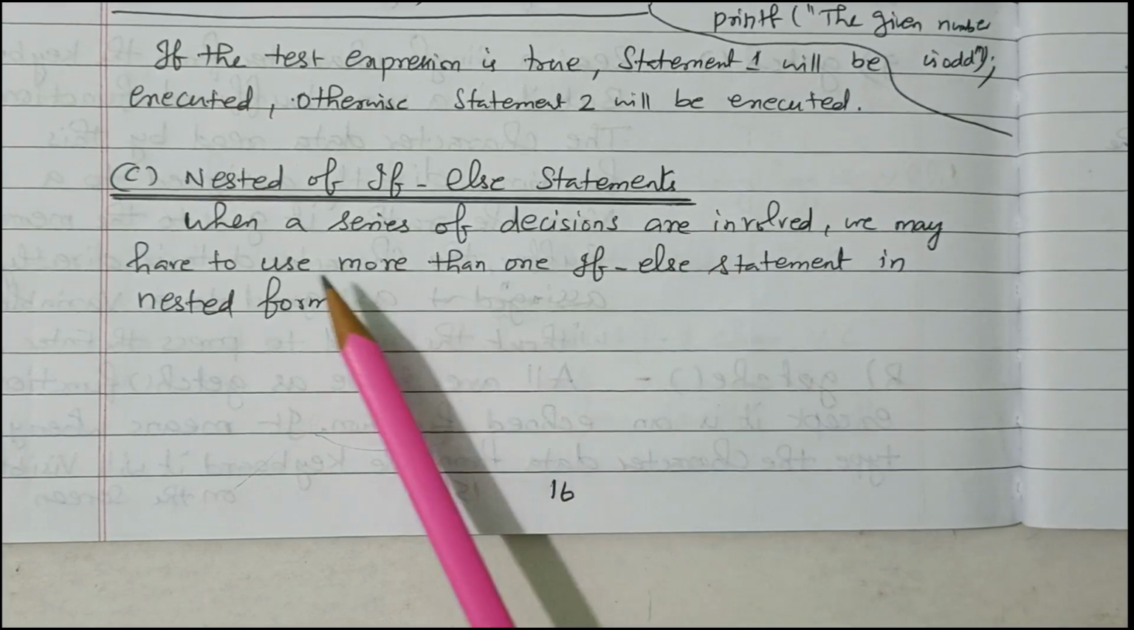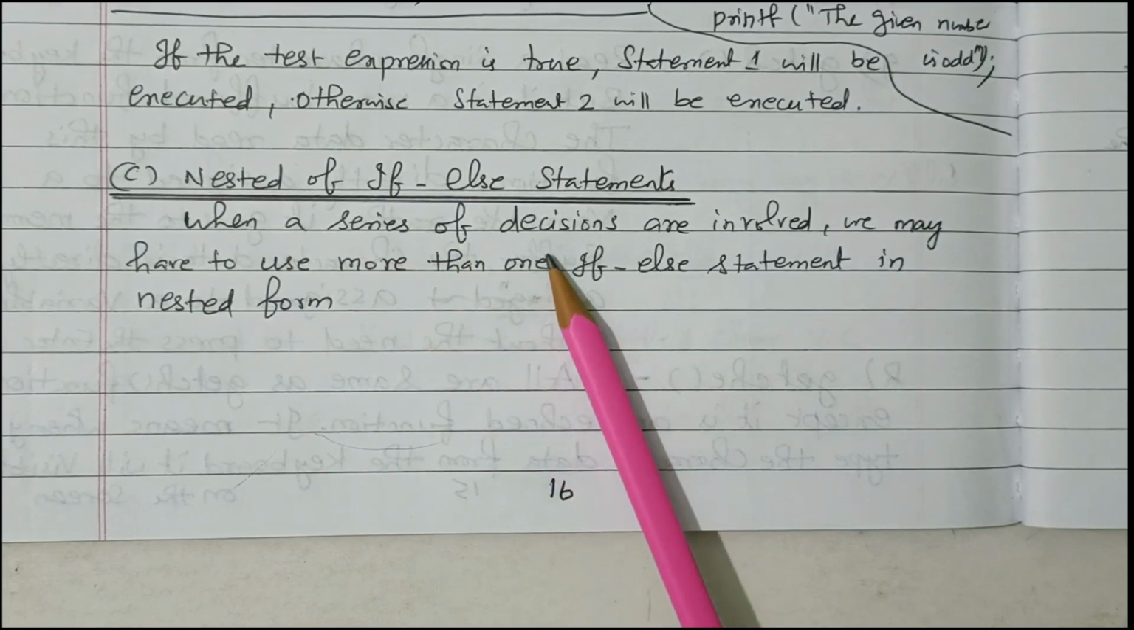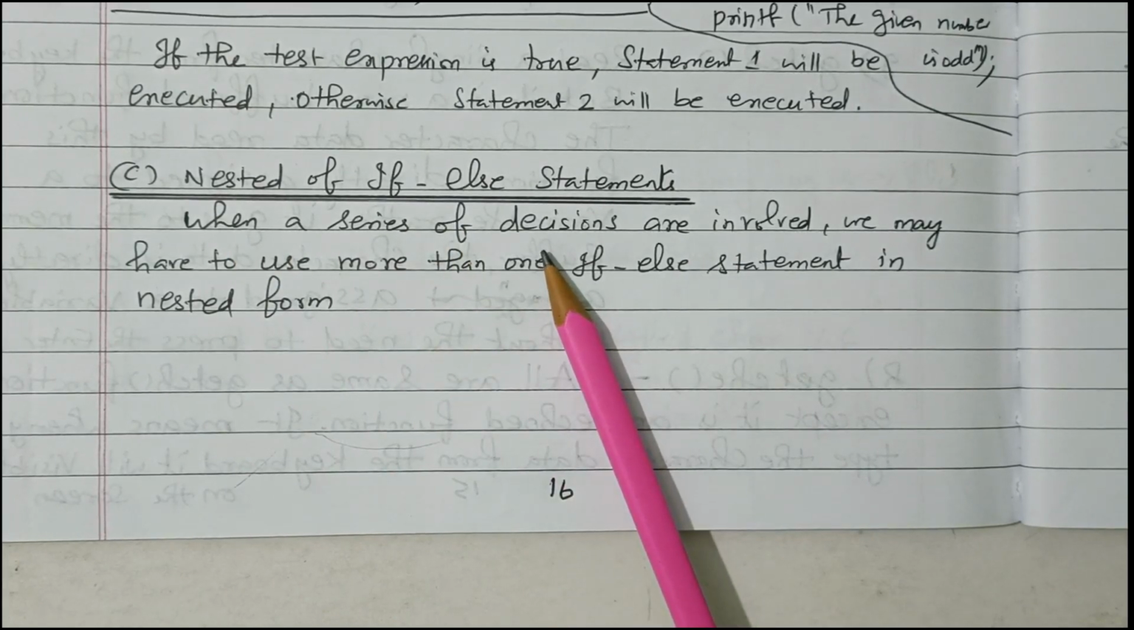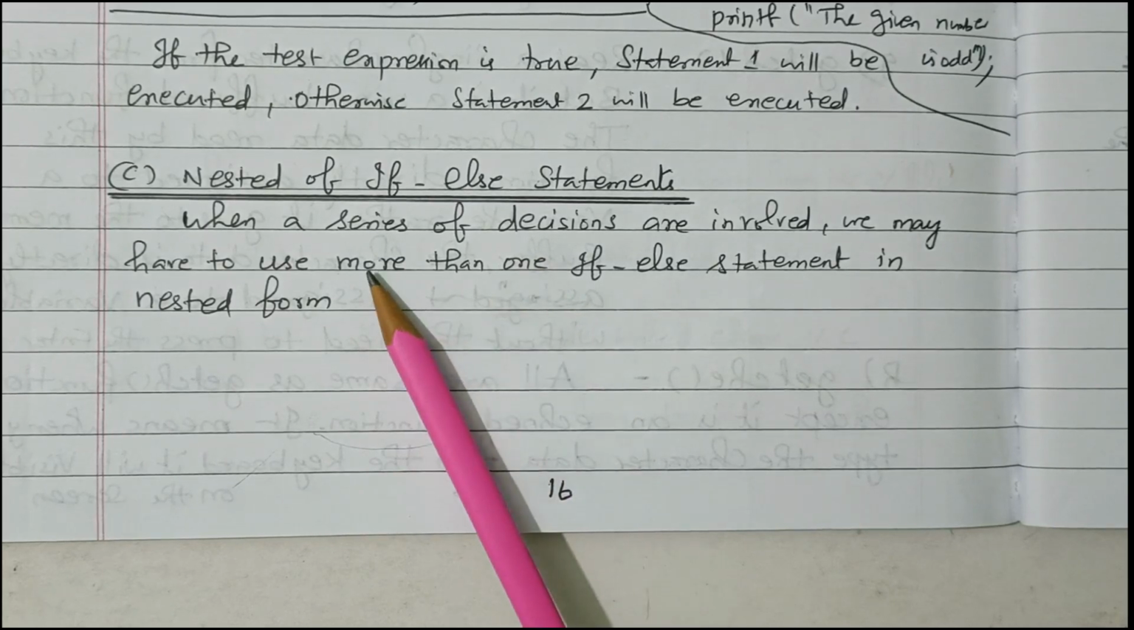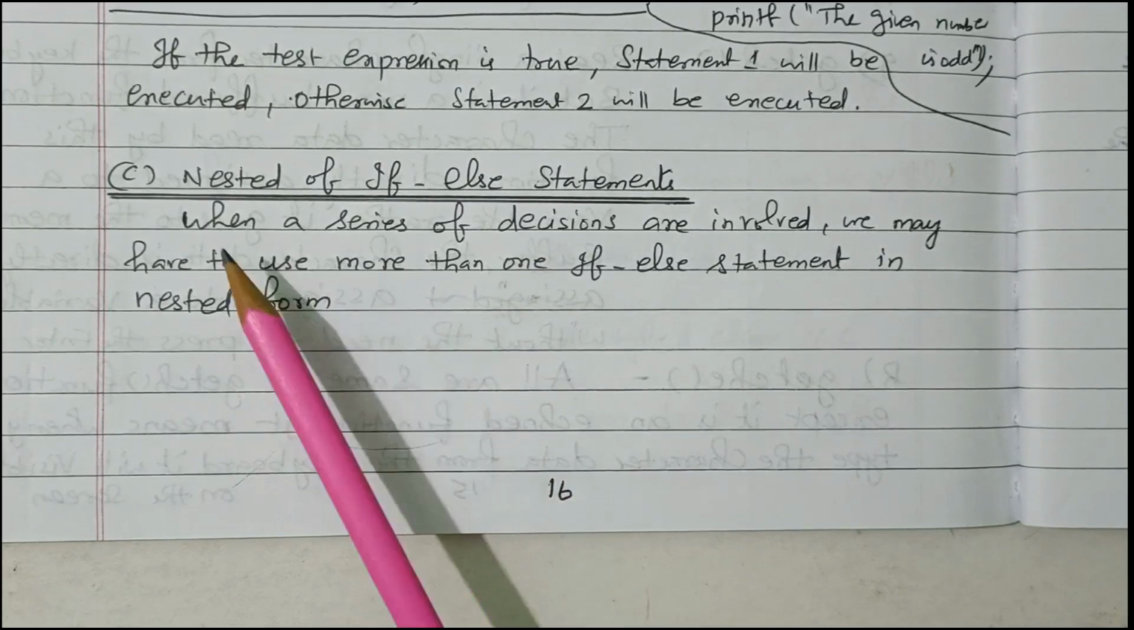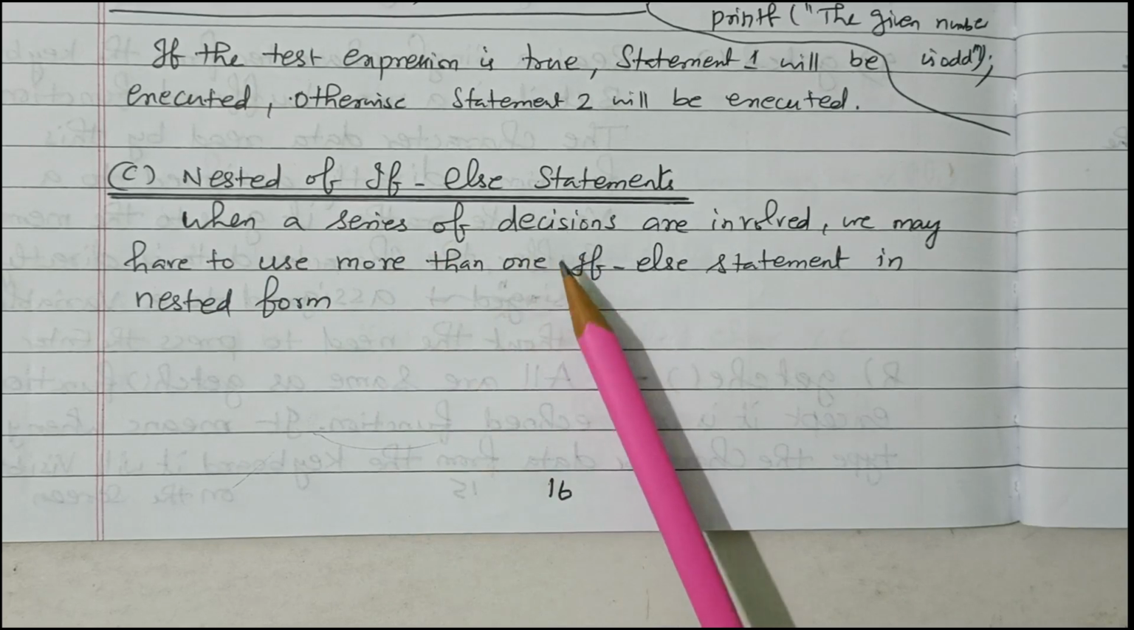Now we'll go to the topic, nested if else statement. This is one of the control statements. There are 4 or 5 types of control statement available: if statement, if else statement, nested if else, and else if ladder. In this video, we will see the nested if else statement.